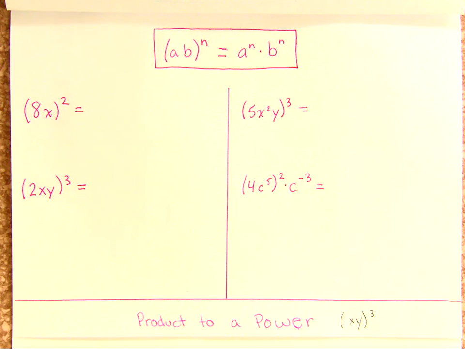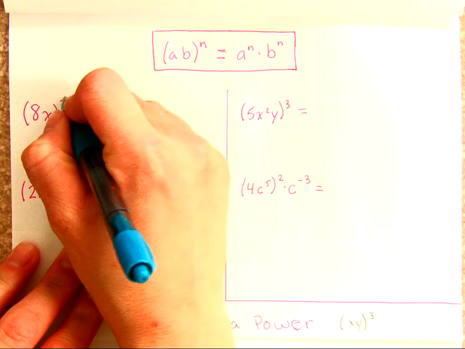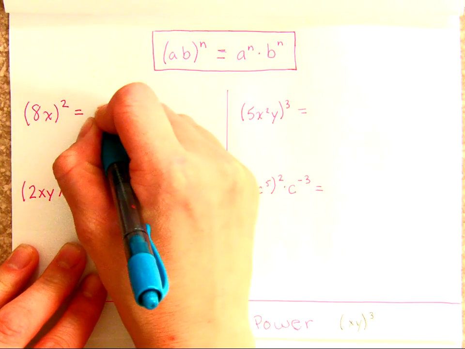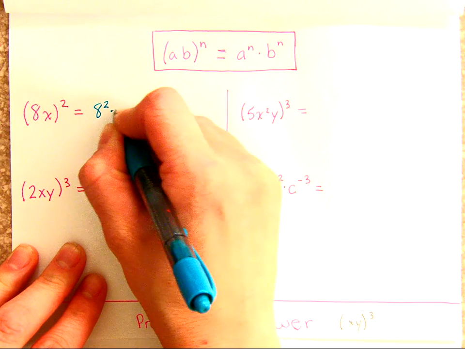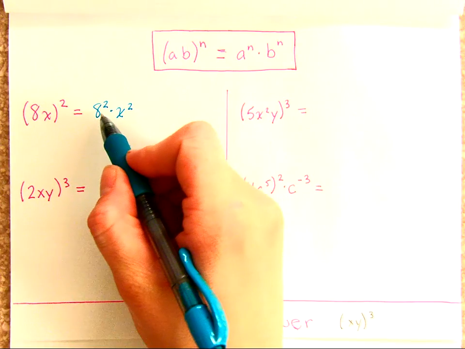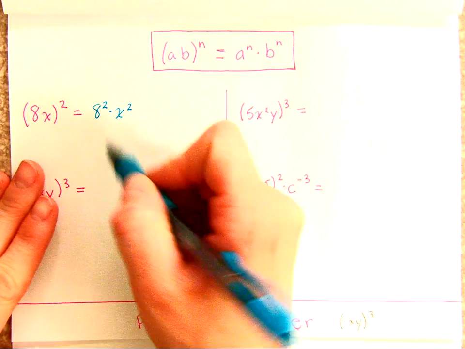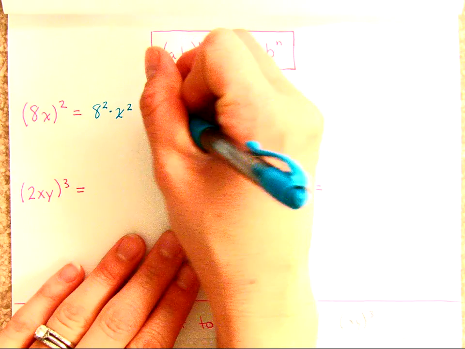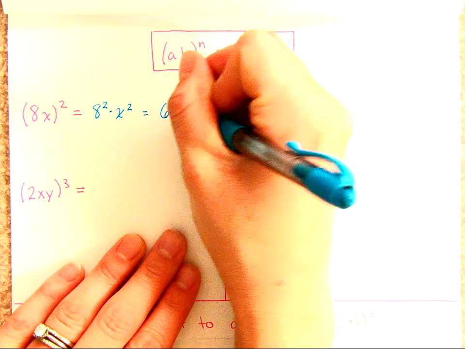All right, so the first one over here needs to become 8 squared times x squared. And then realize we can't leave a number to a power. So 8 squared I know is 64. So this becomes 64x squared.